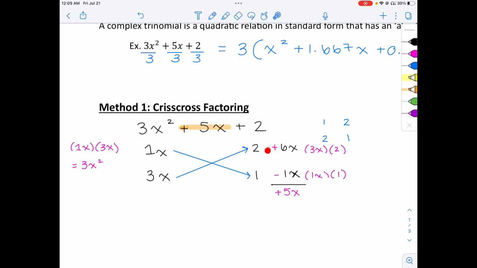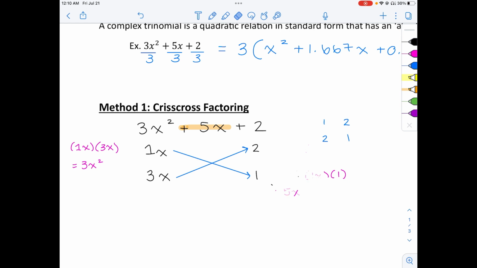So these two terms need to either both be positive or both be negative. If I made them both positive, that would add to give me 7x. If I made them both negative, that would add to give me negative 7x. That's not going to work. So I don't want to use those two terms in that order.